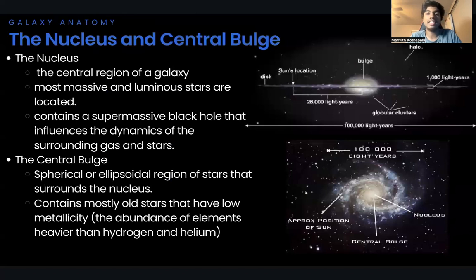The nucleus is the central region of a galaxy where the most massive and luminous stars are located. It may also contain a supermassive black hole that influences the dynamics of surrounding gas and stars. The central bulge, also called the nuclear bulge or galactic bulge, is a spherical or ellipsoidal region of stars that surrounds the nucleus. It contains mostly old stars that have low metallicity, the abundance of elements heavier than hydrogen and helium.